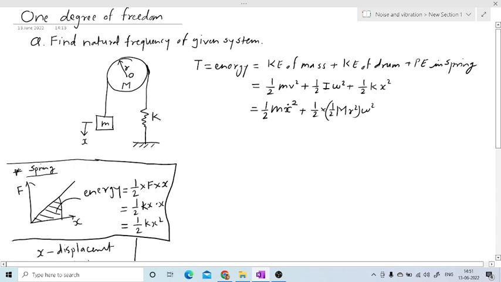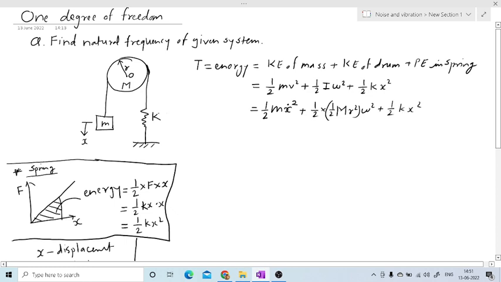Here you will have to mention that this small m is the mass of this mass, okay, and the capital M is the mass of disc. So while representing this, here we have to write the capital M, because this is the mass moment of inertia of disc. Okay, plus 1/2 kx square.